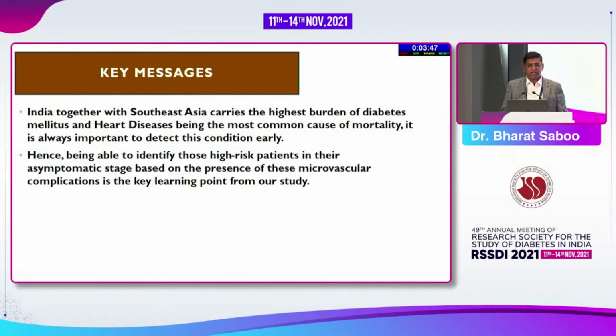Now the key messages. India, together with Southeast Asia, carries the highest burden of diabetes mellitus, and heart disease is the most common cause of mortality amongst us. So it is always important to detect this disorder early, and to identify those at high risk with a simple technique of microvascular complication evaluation. The presence of these microvascular complications can pave the way for the future prevention of cardiovascular disease. And this is the key learning point of this study.